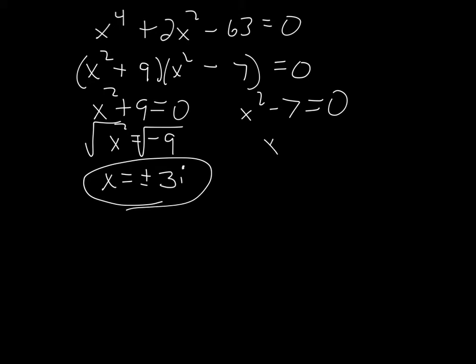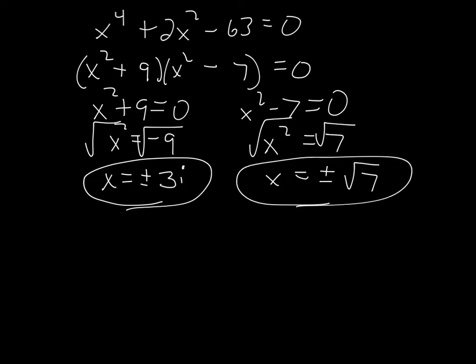Over on the other side, we have x squared equals 7. We have x equals plus or minus square root 7. I'm square rooting both sides here, and that gives me plus or minus square root of 7. Those are my other 2 answers. Notice that was not a negative in there, and the square root of 7 is not a perfect square, so we're just leaving everything the way it is for that.